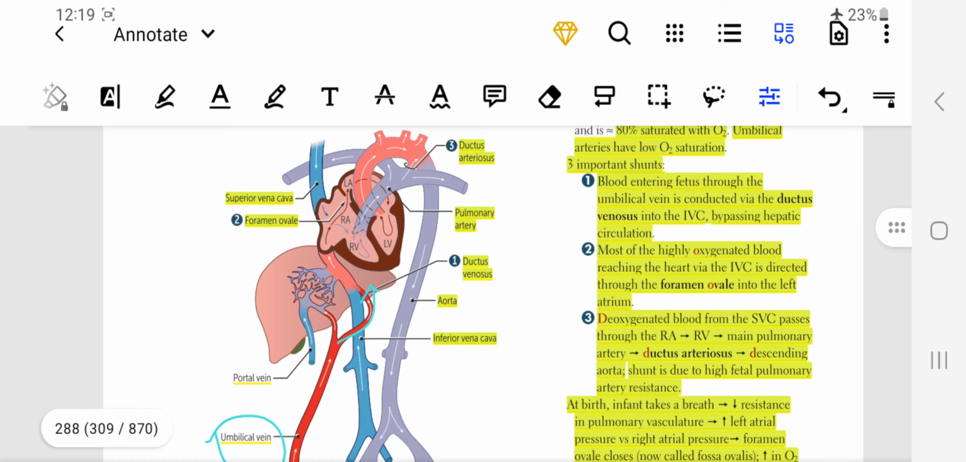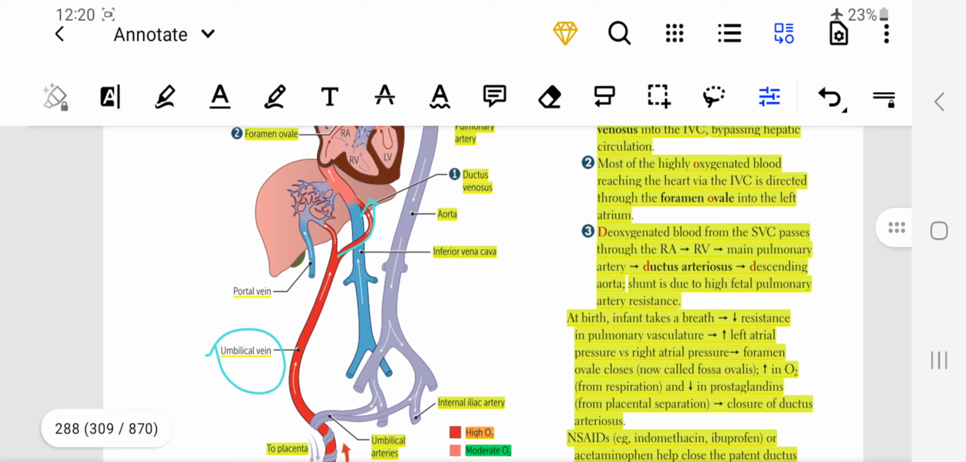Most of the highly oxygenated blood reaching the heart via the inferior vena cava is directed through the foramen ovale into the left atrium. Deoxygenated blood from the superior vena cava passes through the right atria, right ventricle, main pulmonary artery, then will be shunted through the ductus arteriosus into the descending aorta. Shunt is due to high fetal pulmonary artery resistance.